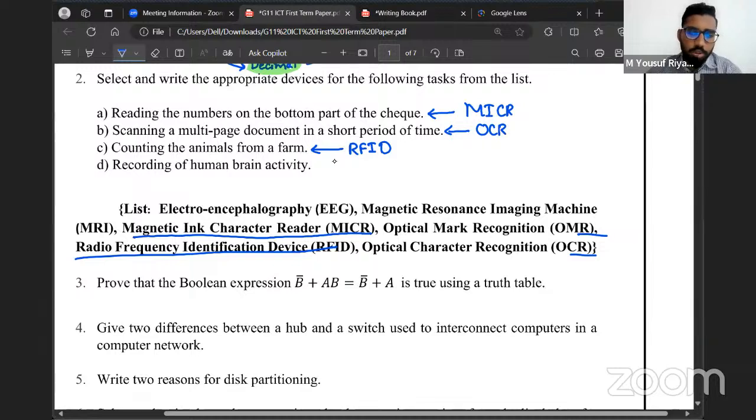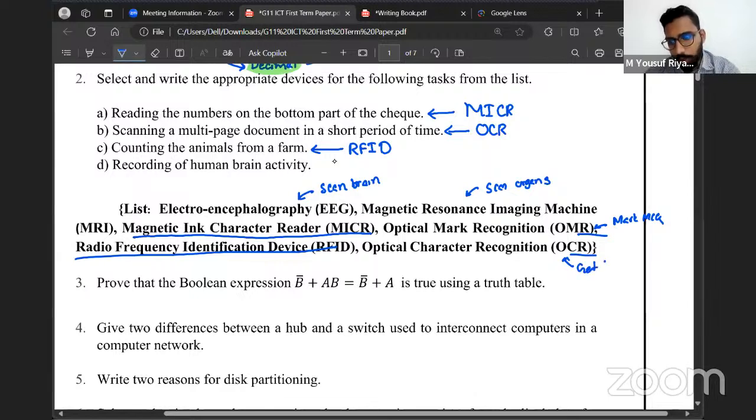EEG is used to scan the brain, and MRI is used to scan the body or organs in your body. And MICR for the check, OMR to mark MCQ. OCR is normally used to get text from a document or get text from an image. And RFID you can use to count the animals. Recording activities of the brain, the next one is going to be the EEG. So based on the given options, we can use this. Is that clear to you?